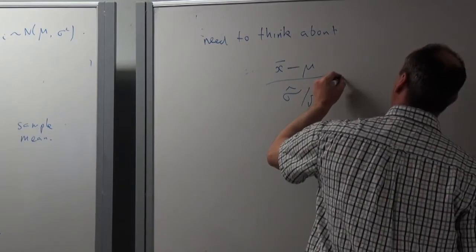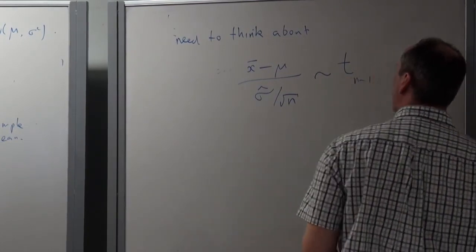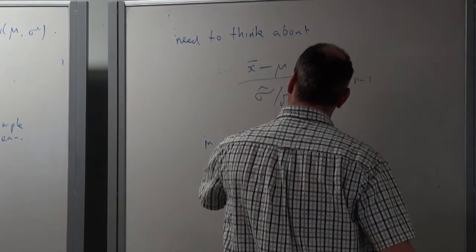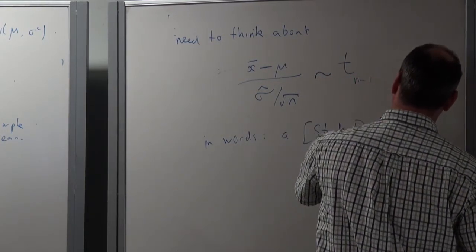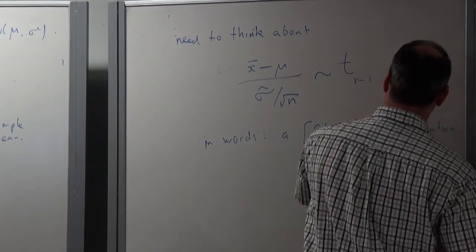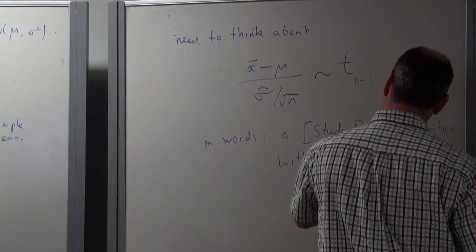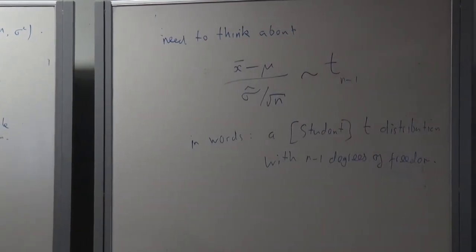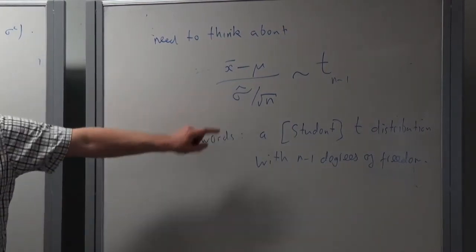It turns out that this is distributed as a t distribution with n minus 1 degrees of freedom. In words, Student t distribution, which is a correction for the fact that you do not know what the standard deviation is and you have to use an estimate for it. You can tell because I've put a hat over this quantity here.